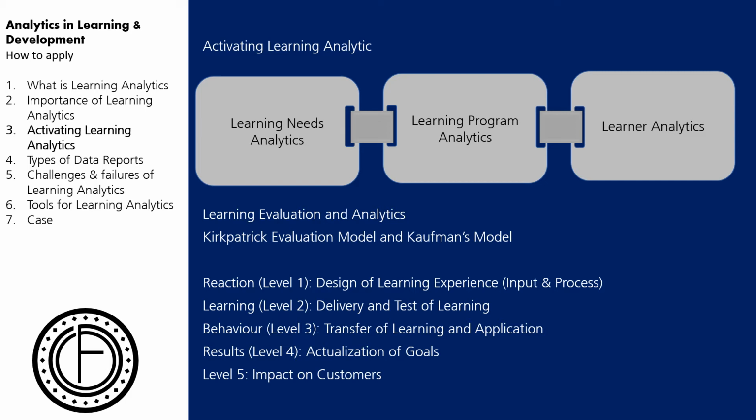Kirkpatrick has 4 levels, which are reaction, learning, behavior, and results. While Kaufman has levels 1 to 5. We'll speak to 5 because 5 is just an addition to the Kirkpatrick evaluation. Reaction, level 1, is the designing of the learning experience, input and process. How do you go about working on this and building metrics there for the purpose of analytics? Then learning itself, the delivery and test of learning. This is when learning actually happens.